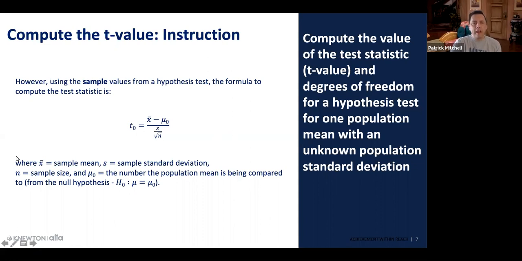And remember the notation in this formula: X bar is the sample mean, S is the sample standard deviation, n is the sample size, and again, mu sub 0 is the number the population mean is being compared to from the null hypothesis.